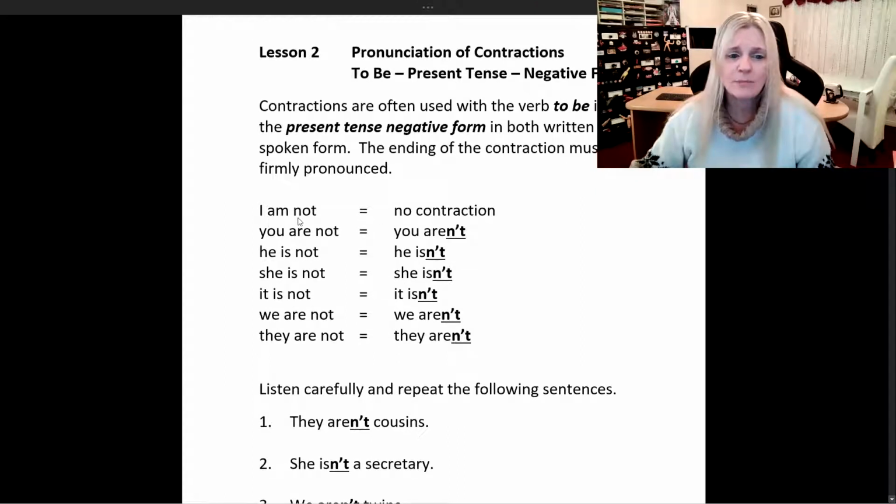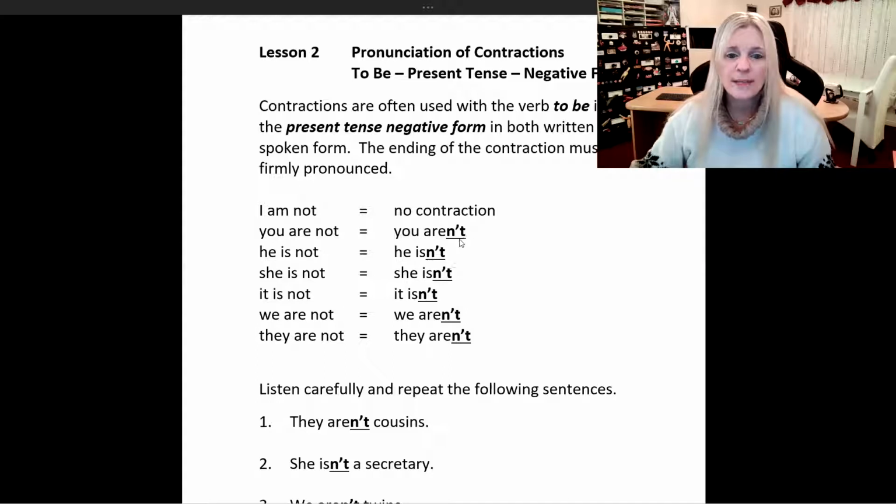For I am not, there's no contraction. So that one will be easy. You don't have to worry about it. You are not. And in the contracted form, we would say you aren't. So you have to be absolutely sure to pronounce the negative ending in the contraction.